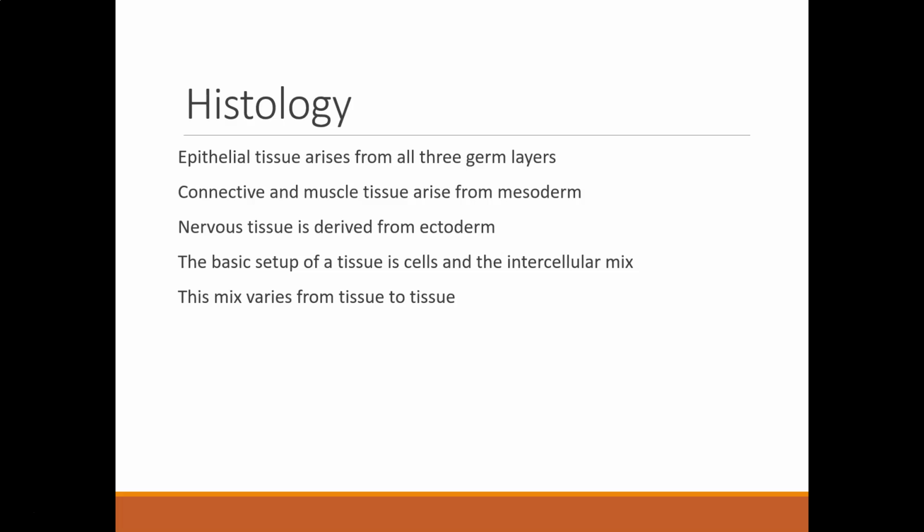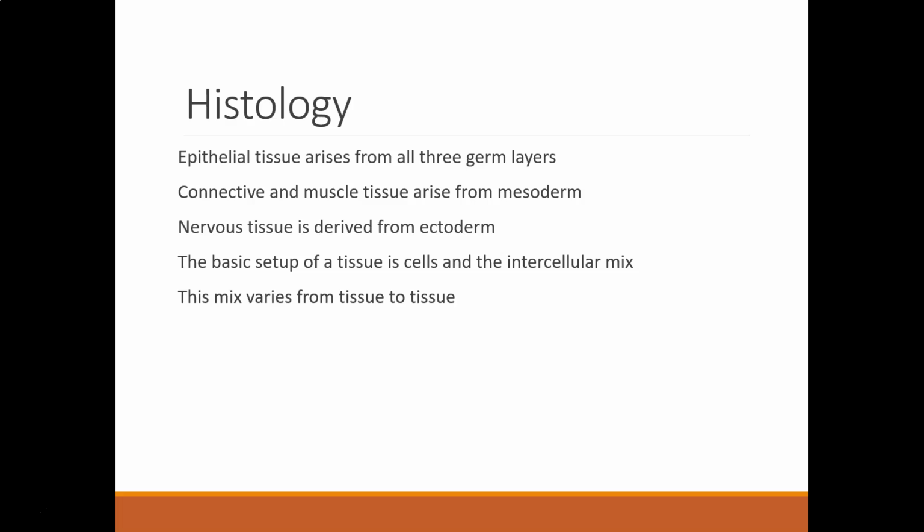Epithelial tissue, when we look at the 4 tissues, arises from all 3 layers: endo, ecto, and meso. Connective tissue and muscle tissue arise from mesoderm, and nervous tissue is derived from ectoderm. And I do ask questions in regards to the origins of the 4 tissues in this course.